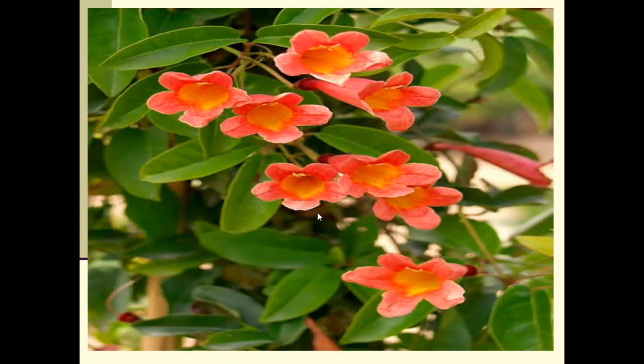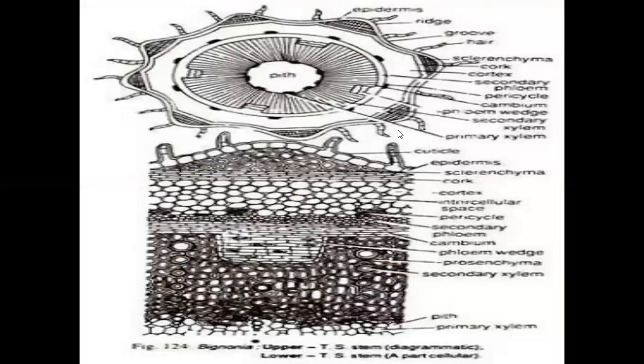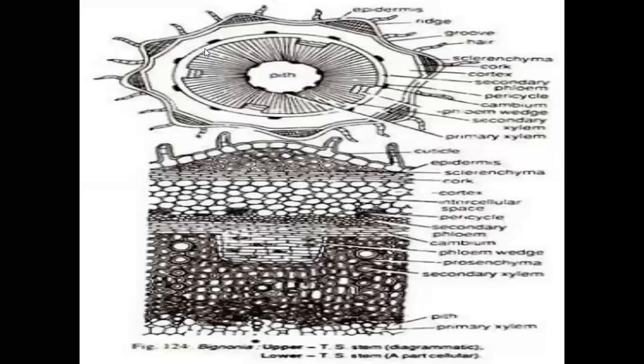Bignoniaceae family. Here we observed the Bignonia shoot TS shows the following characters, the following labels. These are the Bignonia shoot TS labels and diagrams. First we discuss the Bignonia primary shoot TS, then later we discuss the secondary growth.